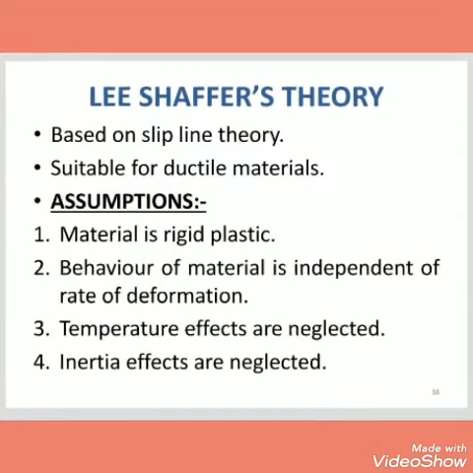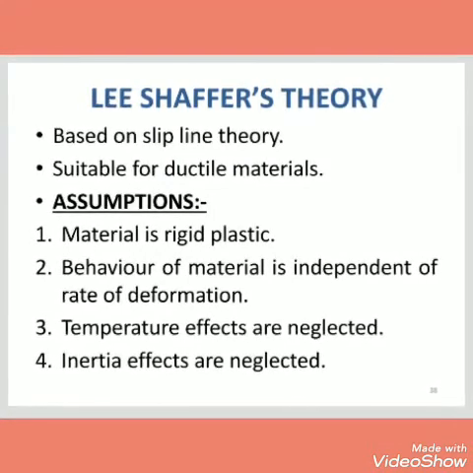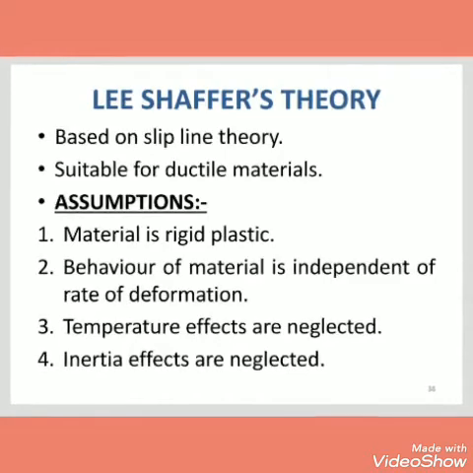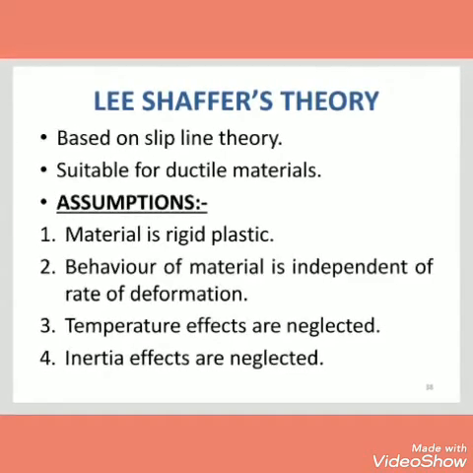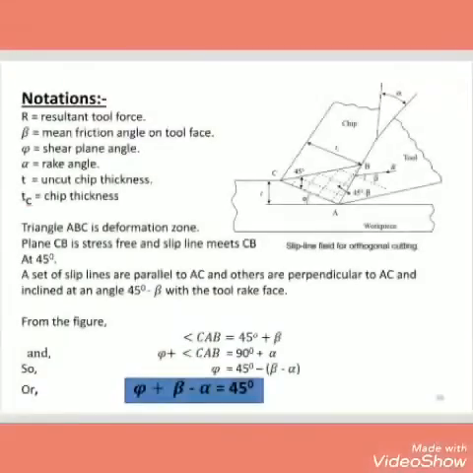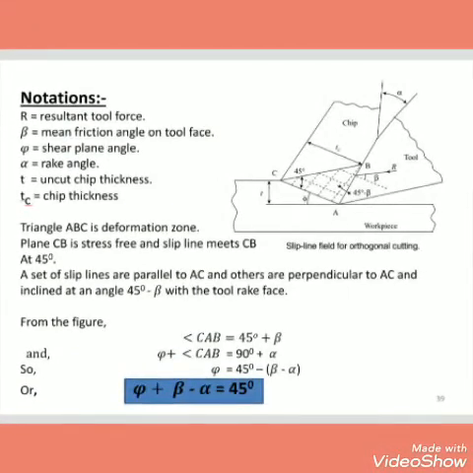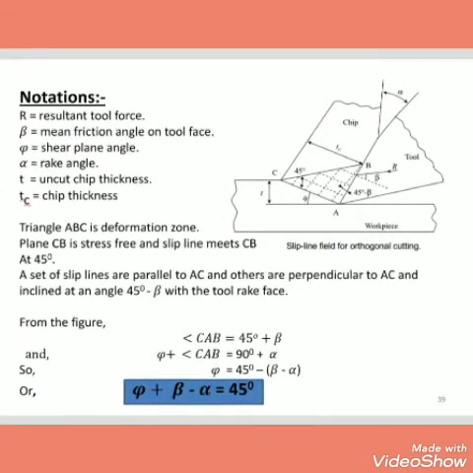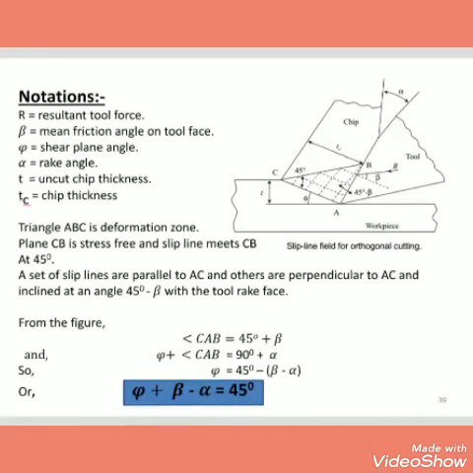Next one is the Lee and Shaffer theory, based on the slip line theory, suitable for ductile material, and the assumption is the material is rigid and plastic, and the behavior of the material is independent. Next one is the notation, as you are showing in the picture.